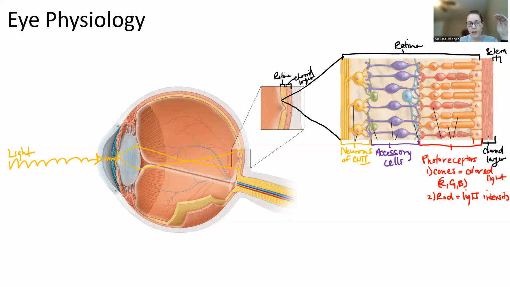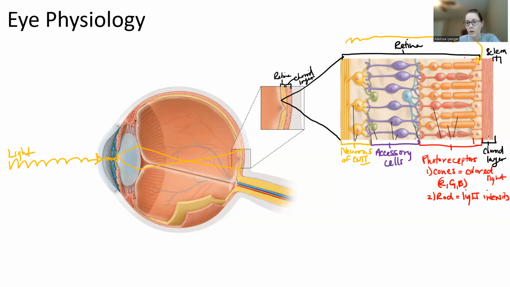Then that light that's bending is going to go through the posterior cavity with vitreous humor, and then eventually it's going to hit the retina. So let's do our pathway of light here. Light has to go all the way to the photoreceptors. So it actually has to go past the cranial nerve neurons, past the accessory cells, in order to target the photoreceptors. It actually has to hit this pigmented layer here in order to cause the photoreceptors to be stimulated.